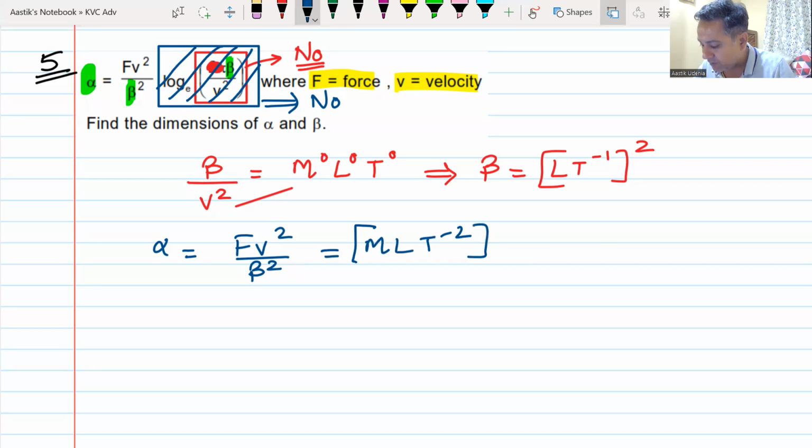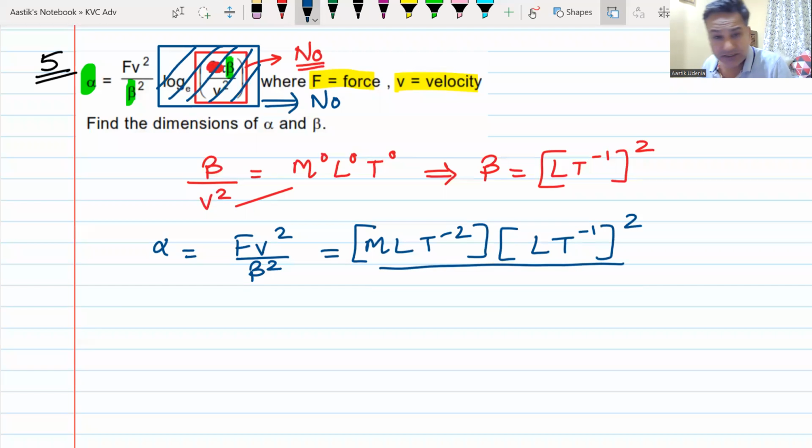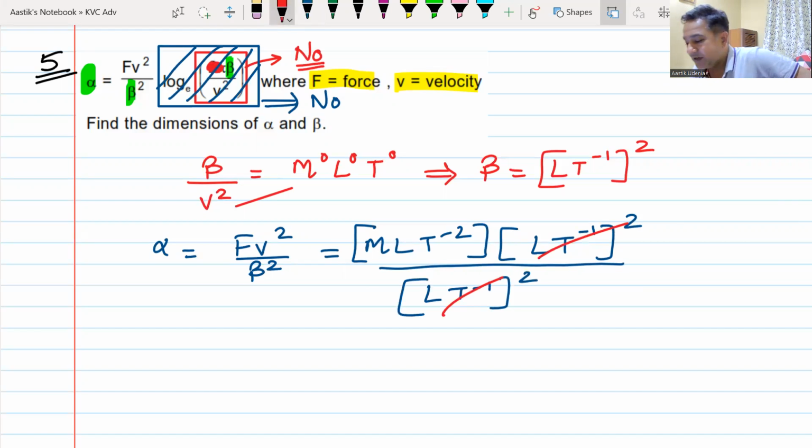So now we can just put the dimension of force, MLT minus 2, that is, the dimension of force, remember, not the value, multiplied by the dimension of velocity squared, divided by beta square, not the value, the dimension. Beta is LT minus 1 whole square. And as you can see, this will cancel out and you will straight away get the dimension of alpha. Do we understand this? Yes or no? Did you get this answer, everyone?